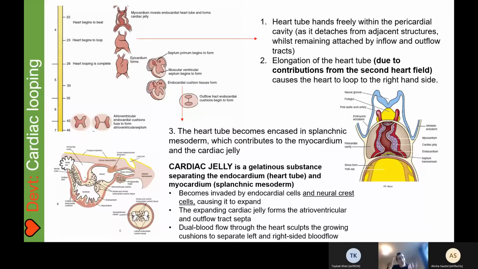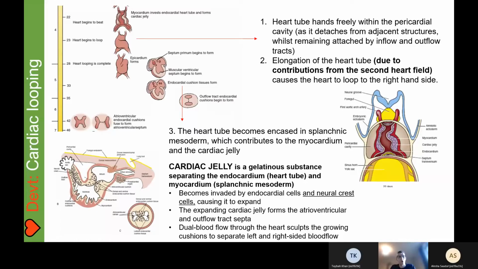Now, as it says, it's a jelly that forms between the initial heart tube, the endocardium, and this layer of splanchnic mesoderm around it, which will eventually become the myocardium and the contractile apparatus. It's initially fairly acellular, but it becomes invaded by cells from the endocardium and also neural crest cells, which we have met before. And this has a really important role in forming, first we call them cushions, and then we call them septa.